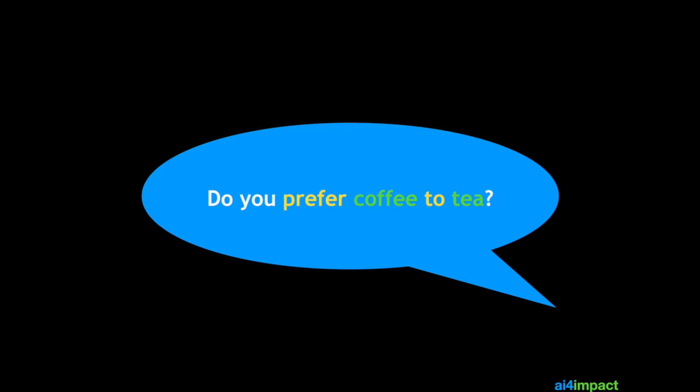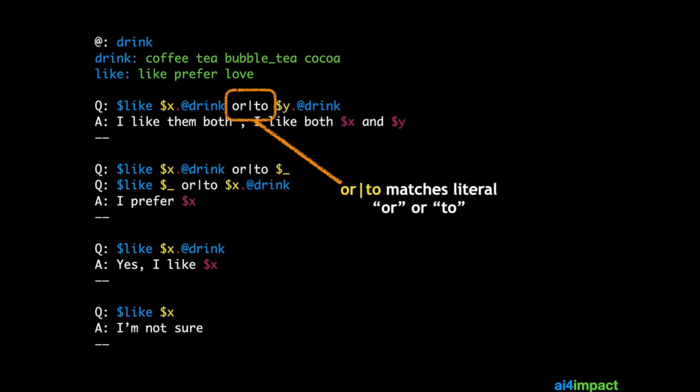Now, what if the question is prefer instead of like and to instead of or? How would you handle that? So the best way is to create a new type called like, so we can match words like, prefer, love, crazy about, etc. Now, we've done that already in previous sessions. The next thing we can do is to use an alternative. So in this case, you see or/to. Now, you've also seen this in action in the previous session, but this is for literal or literal to.